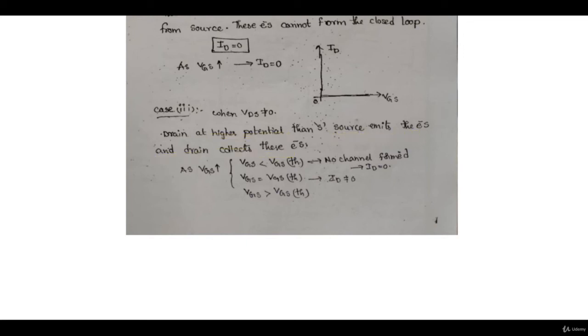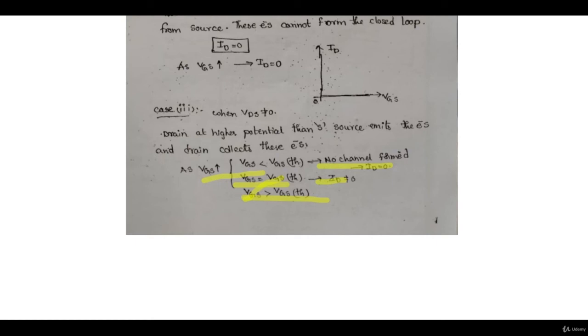Now VGS can be less than threshold, equal to threshold, or greater than threshold. If it is less than threshold, no current because no channel is formed. If it is equal to VGS threshold, ID will not be equal to 0, meaning you will have some positive value for these last two cases. It is similar to what we have seen in the BJT case, again I am saying.